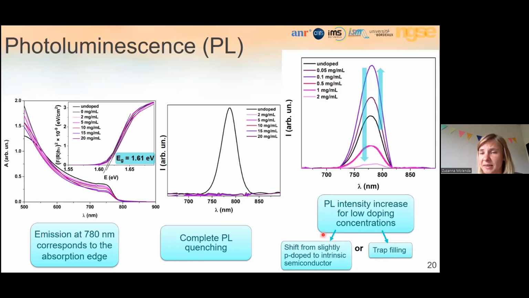And another is that in some reports, MAPI, undoped MAPI, is a little bit p-doped. And if this is the case, then injection of extra electrons would shift the Fermi level more towards the intrinsic semiconductor.